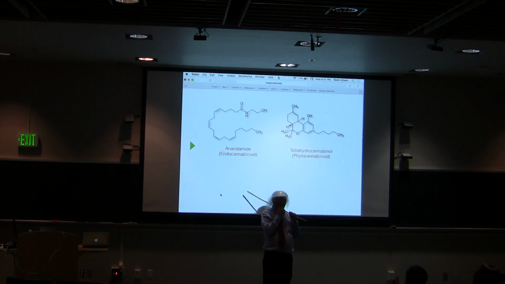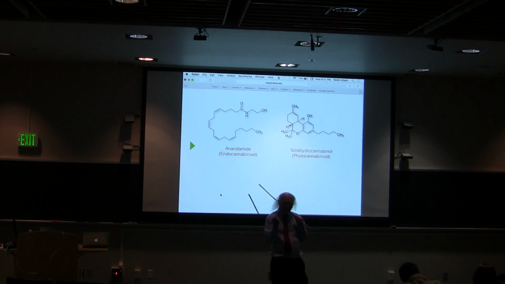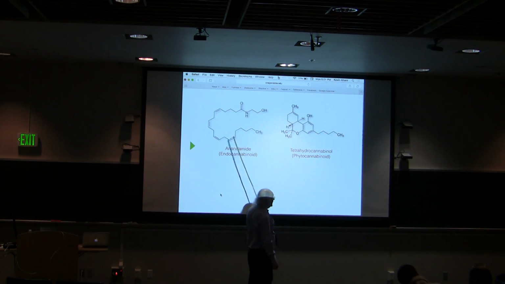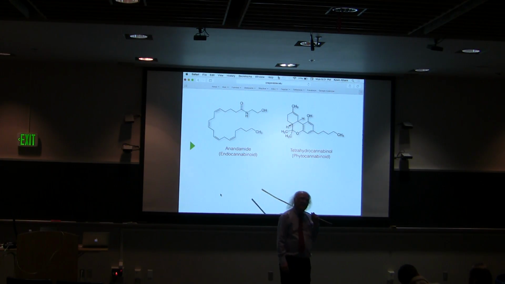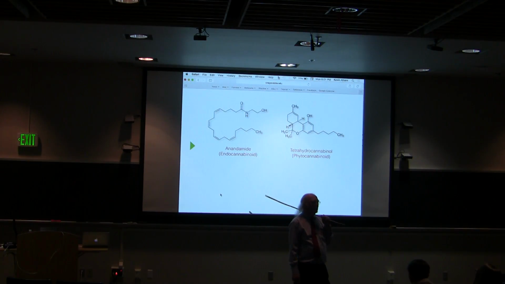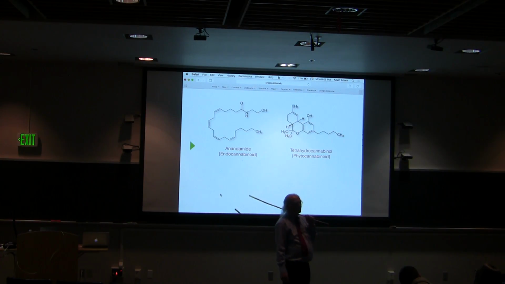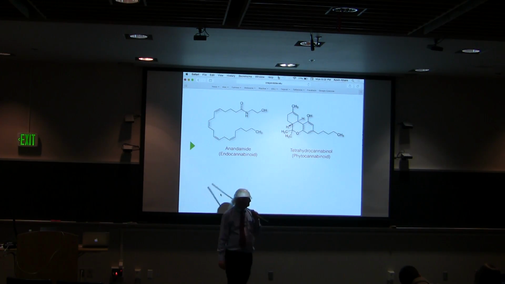And there are different abundances. This is another thing that was surprising. The endocannabinoid receptor is, if I recall this correctly, the most abundant G protein coupled receptor in the brain, which means it's everywhere. And why they had the difficulty identifying it in the first place, I don't know.